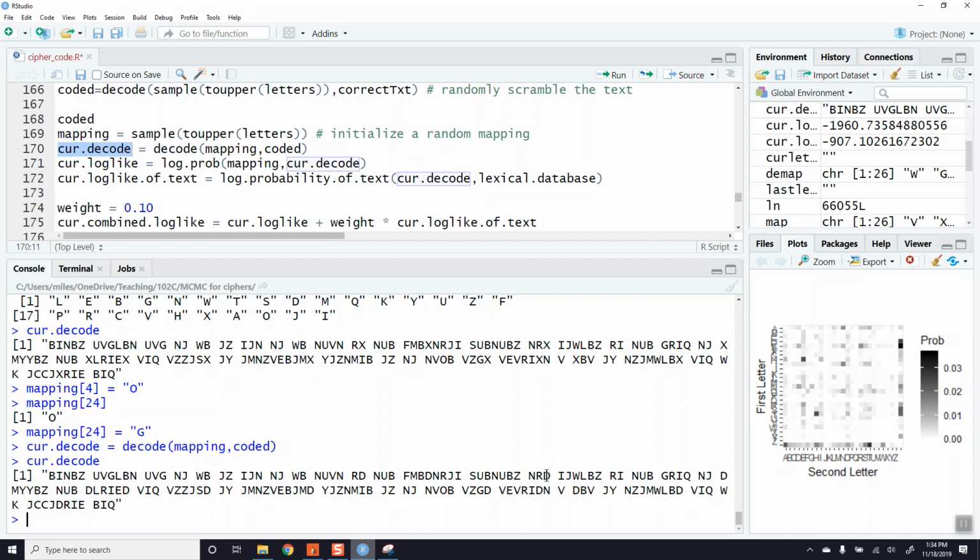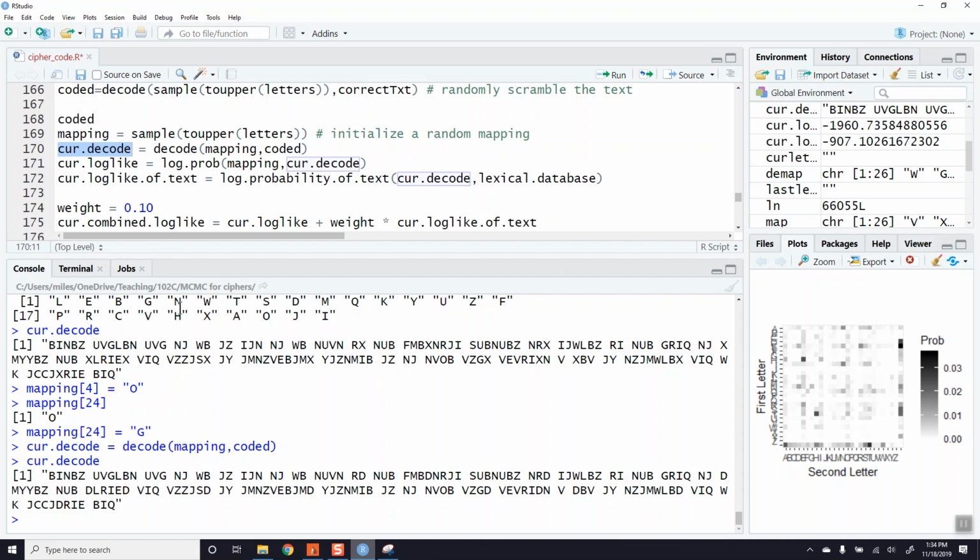NRX becomes NRD, and XLRIEX becomes DLRIED, okay? If we compare these two and ask which looks more like an English word, we would probably say this looks a bit more like English than this. XLRIEX seems fairly unlikely, whereas DLRIED, still not a real word, kind of looks like dried with a typo or something, right?